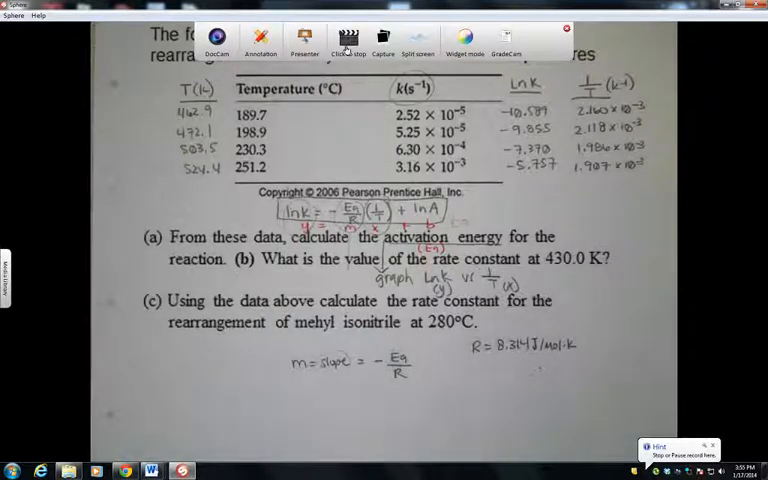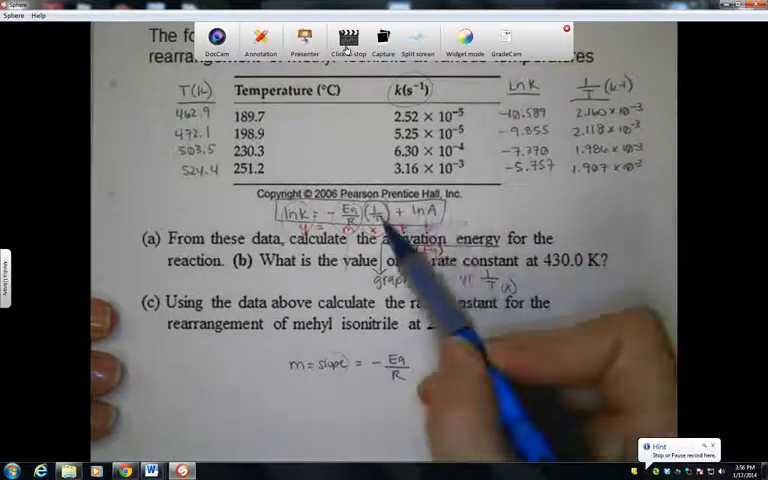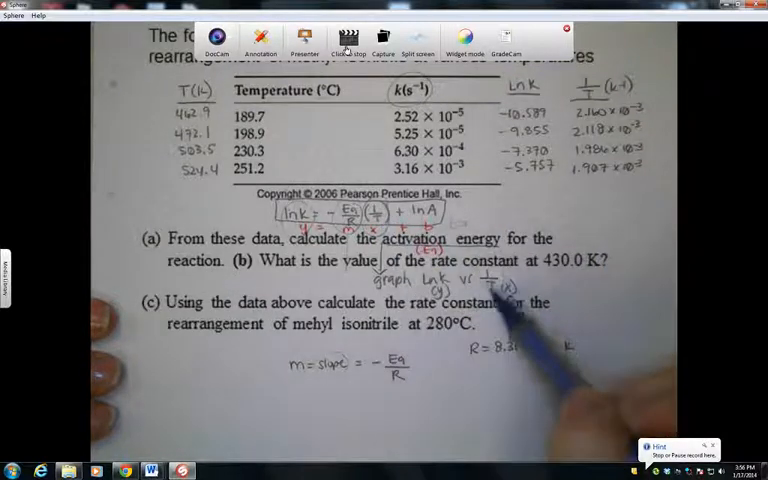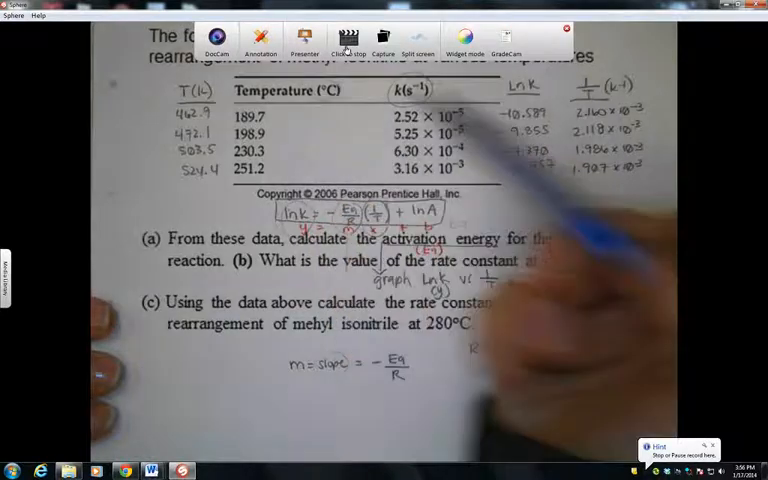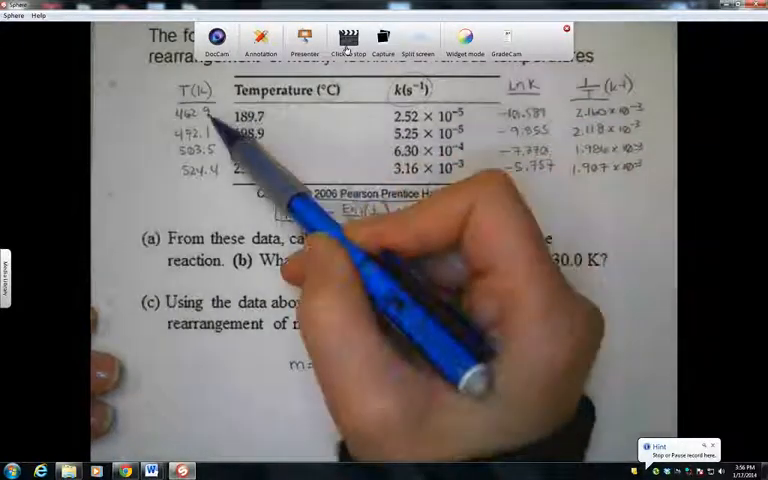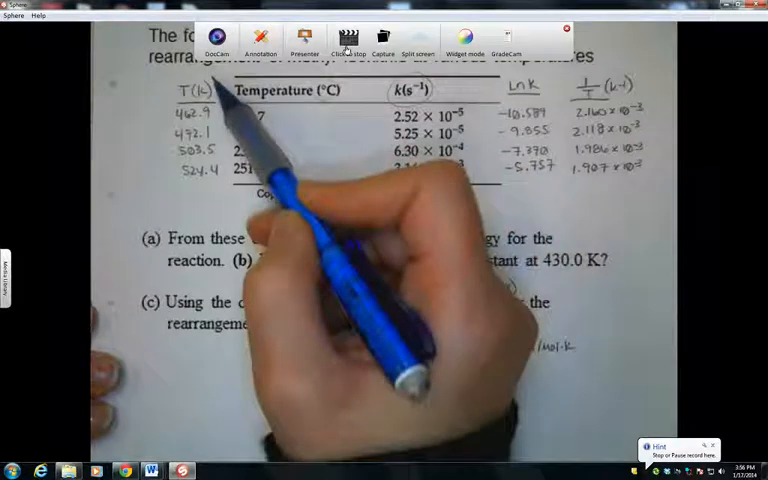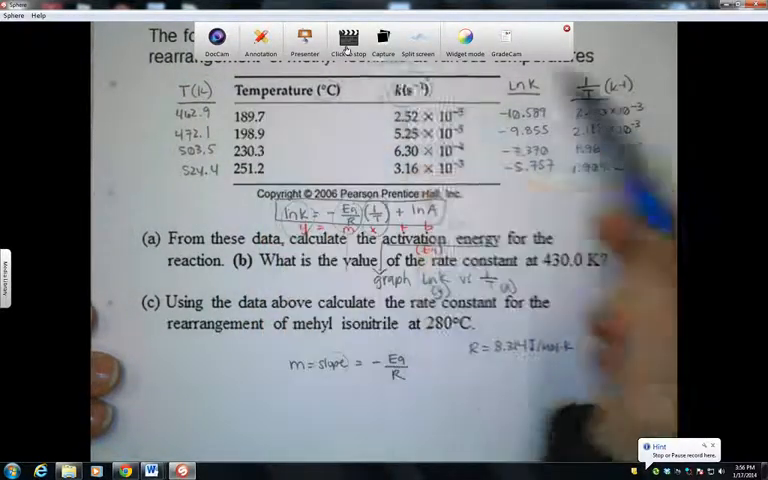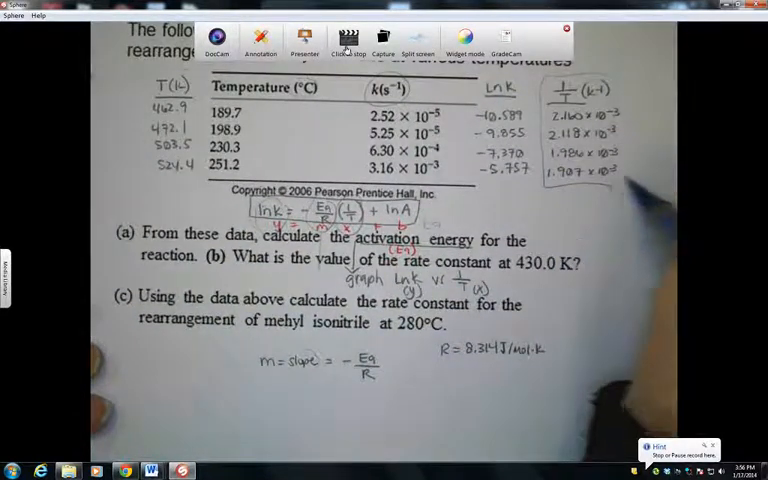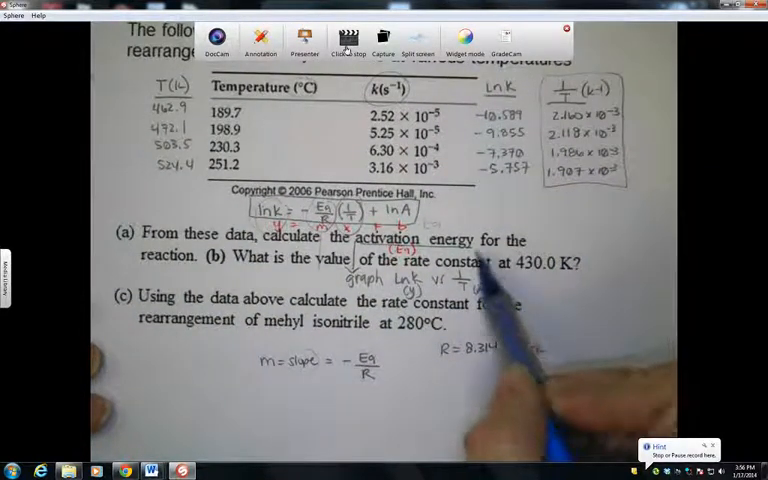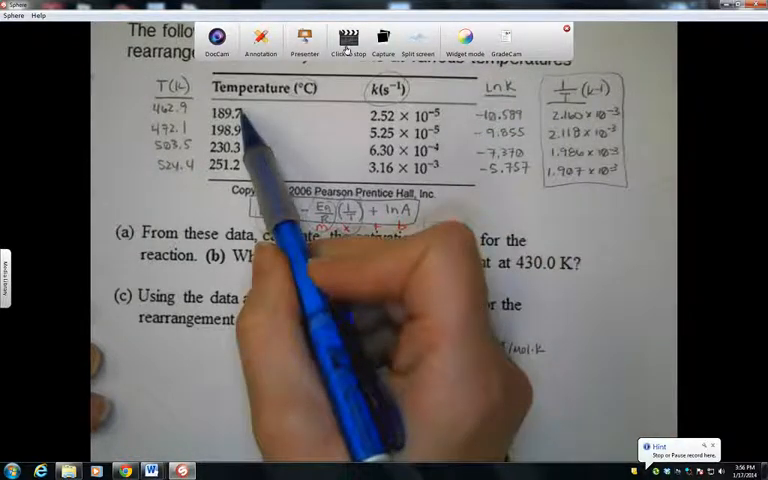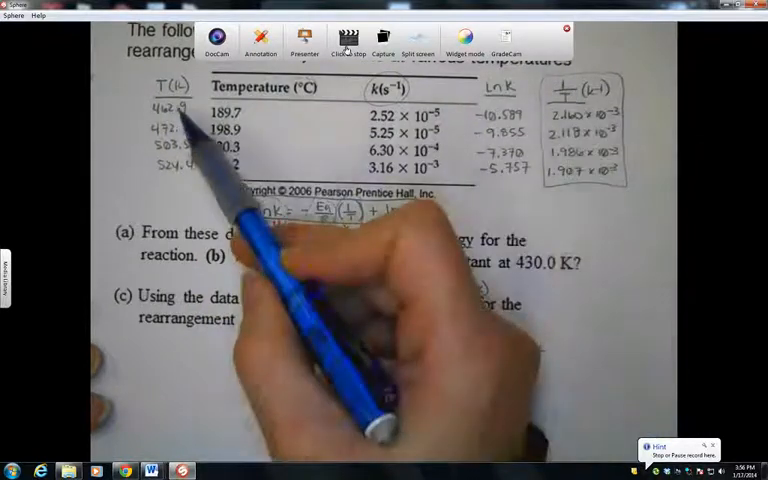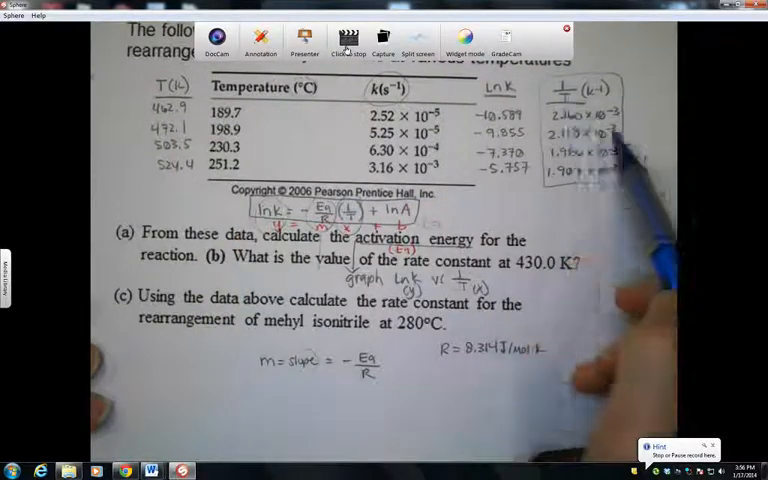So you're going to get your calculator, and now remember, we have to get 1 over T. Temperature has to be in kelvins, and here I gave them to you in degrees Celsius. So I went ahead and converted all of our temperatures to Kelvin. We're going to take 1 over that, because we need to graph the natural log of K versus 1 over T. So I converted temperature to Kelvin, then made it 1 over the temperature, and I got all of these numbers.